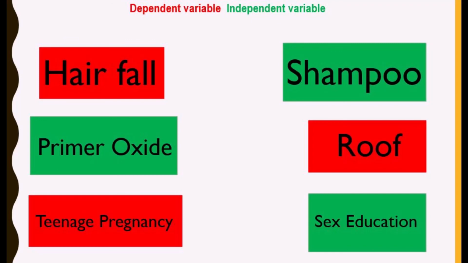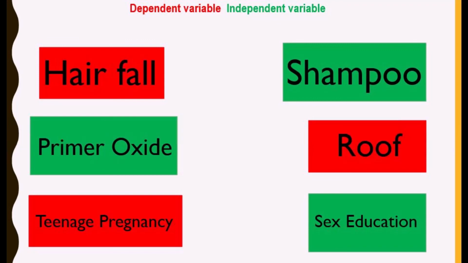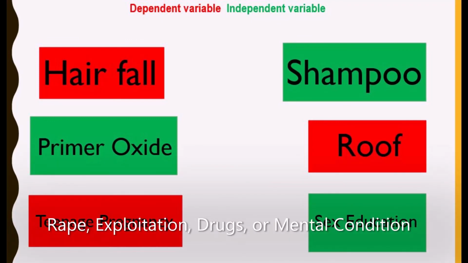The application of primer oxide does not guarantee 100% rust protection. Sunlight, rain, humidity, and even the installation of the roof may contribute to corrosion. Lastly, even well-educated youth commit teenage pregnancy. Rape can be a reason. Depression, peer pressure, drug addiction, exploitation, and mental disability may defeat the purpose of sex education.